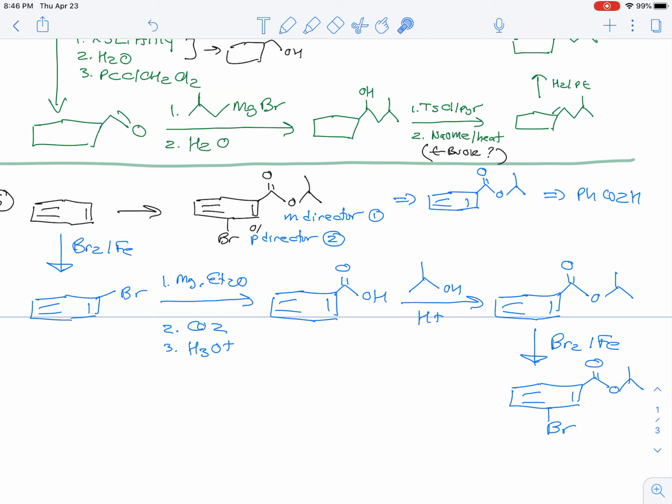And there are a couple ways you could have done this. You really could have brominated at any point. I guess you could have brominated this, or you could have brominated this. I don't think it really matters.